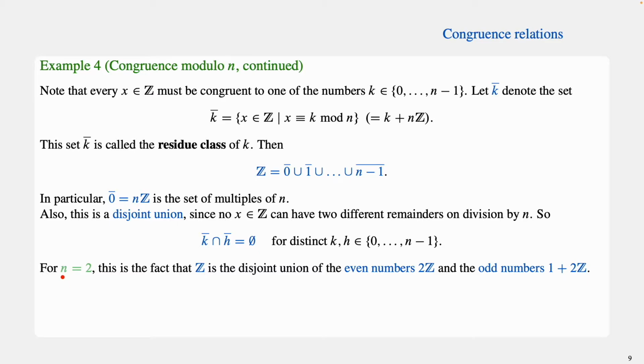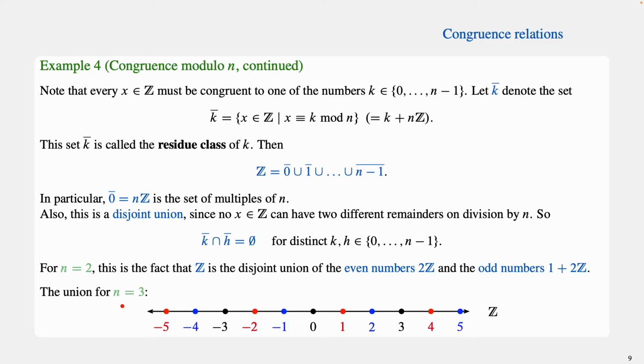For the case that n equals 2, this here is simply the fact that the integers are the disjoint union of the even numbers 2Z, which would correspond to the residue class 0 bar, and the odd numbers 1 plus 2Z, which would correspond to the residue class 1 bar.